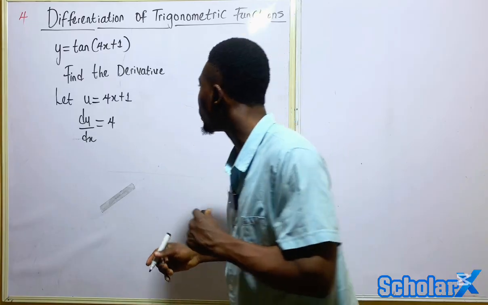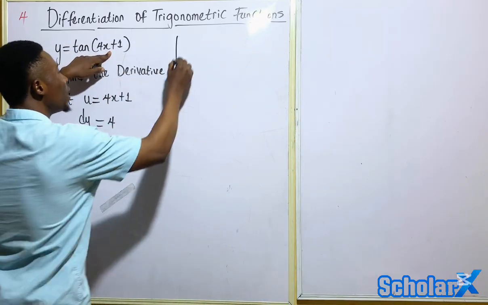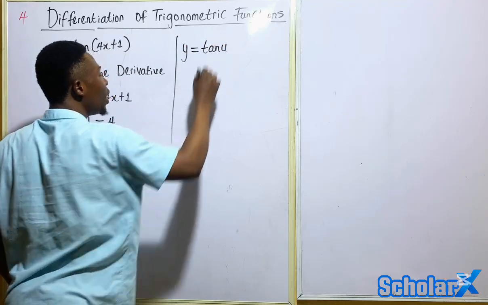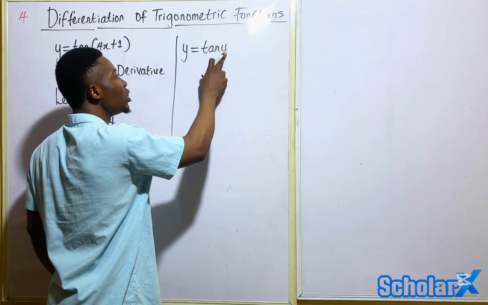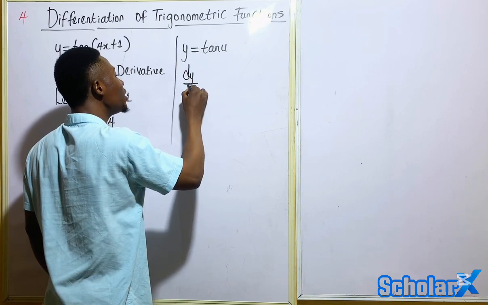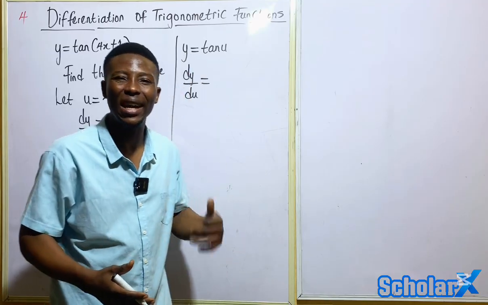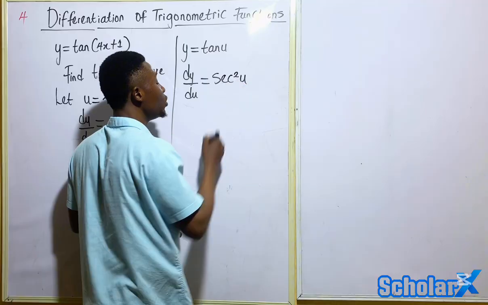So what do we do next? We have said that this should be u. So we are going to say that y is going to be equal to tan u now, because you said let this be u. So we're also going to go ahead to differentiate y with respect to u. So it becomes dy/du is equal to, if you differentiate tan u, what will you get? You get sec² u. So this is going to be sec² u.